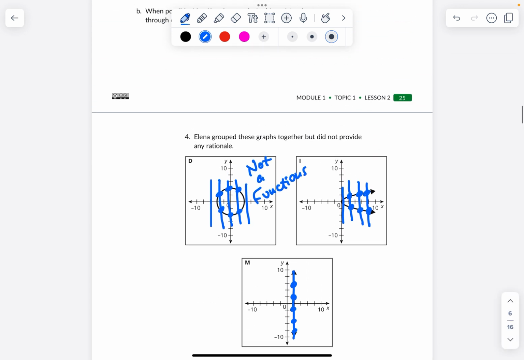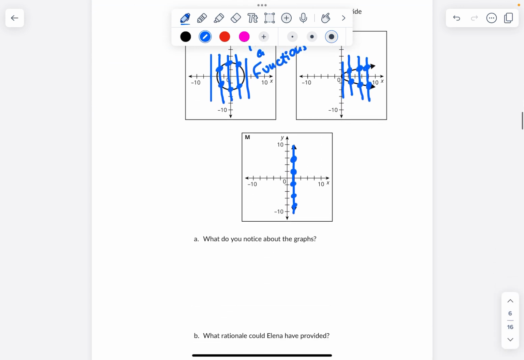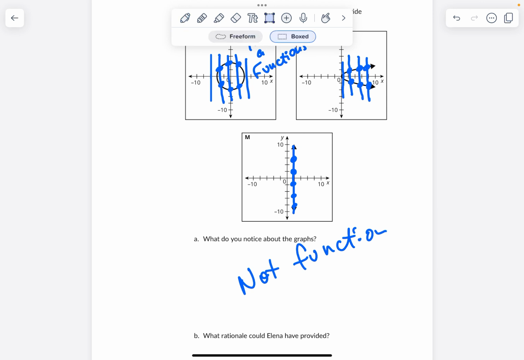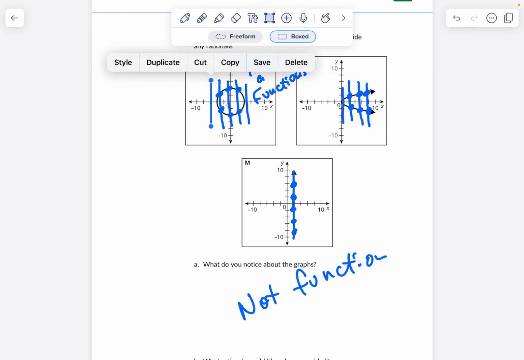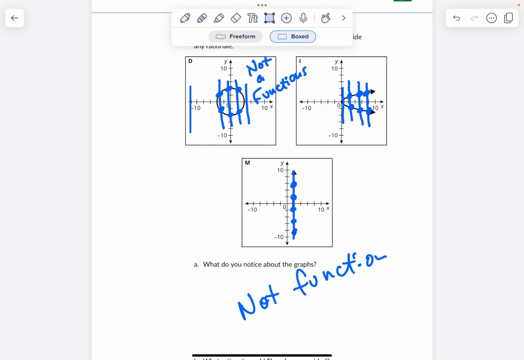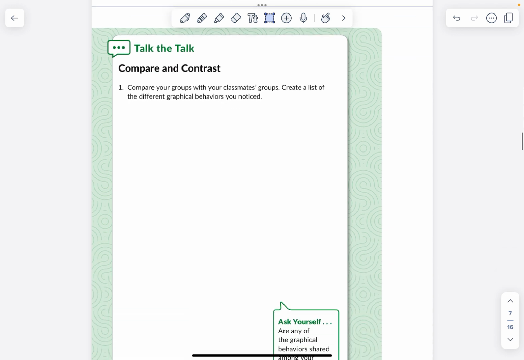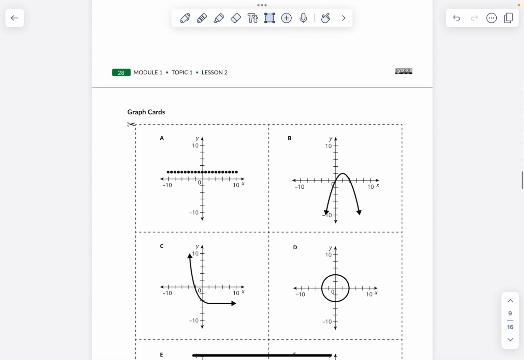So, what's this person's name? Elena is correct. These are not functions, and the reason is because they fail the vertical line test. I was really hoping I could figure out how to, oh, that's how I move that goofy line. So here's me moving the line. There we go. I'm moving the line along, and you see it's failing the vertical line test. Okay, I'll do some more with the vertical line test later. Okay, so that's the big idea here.